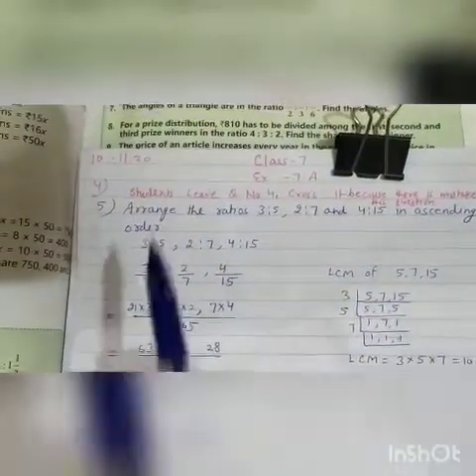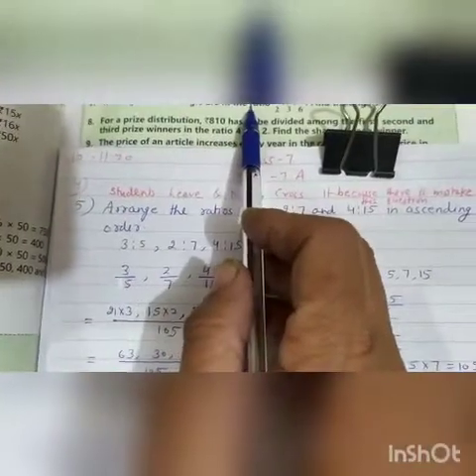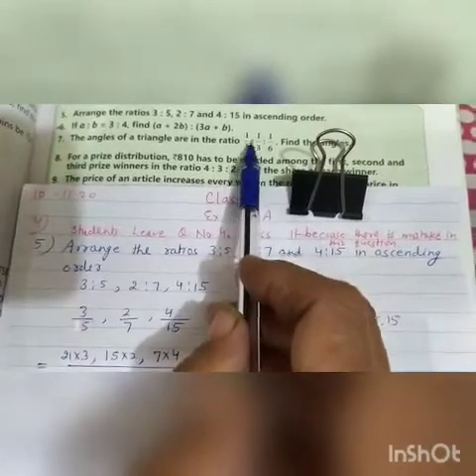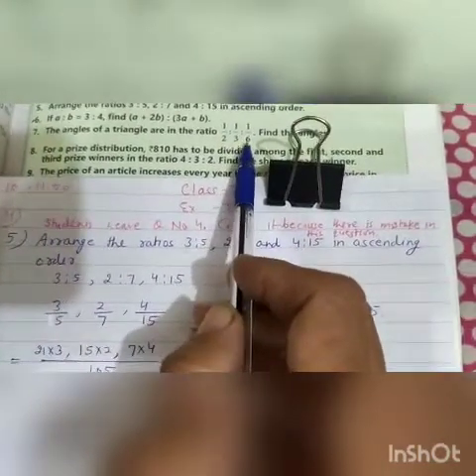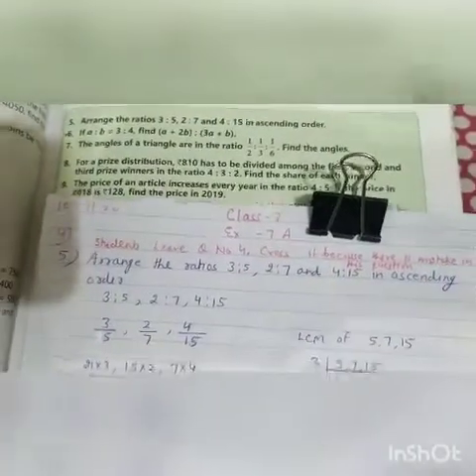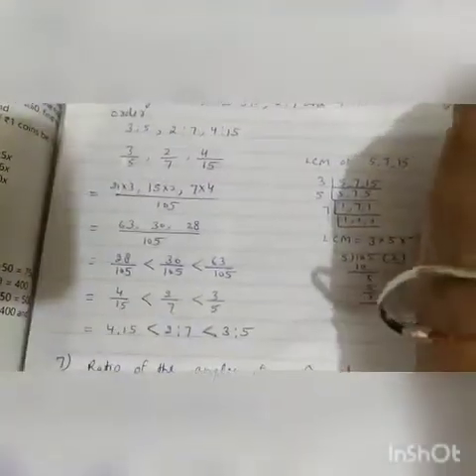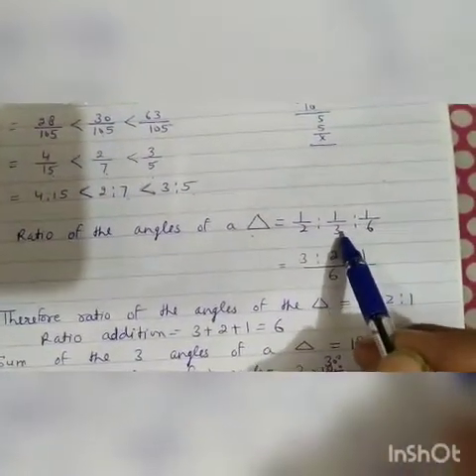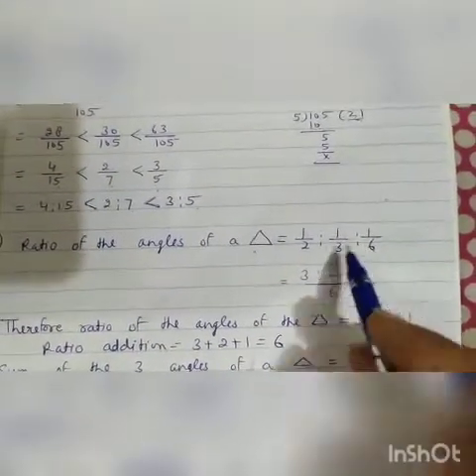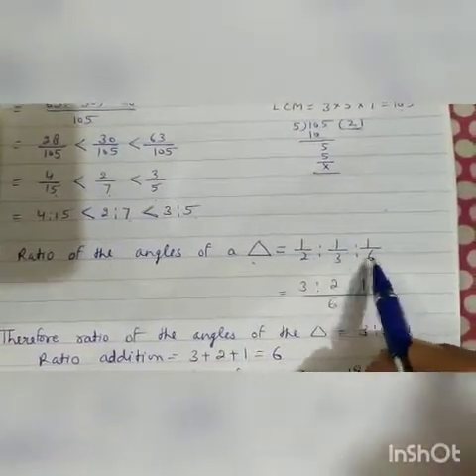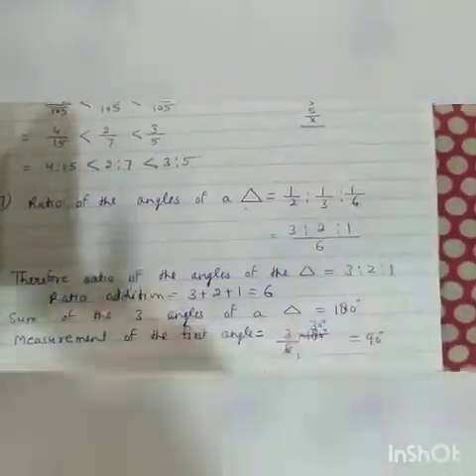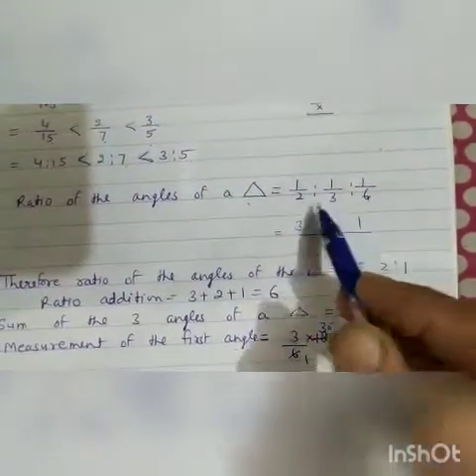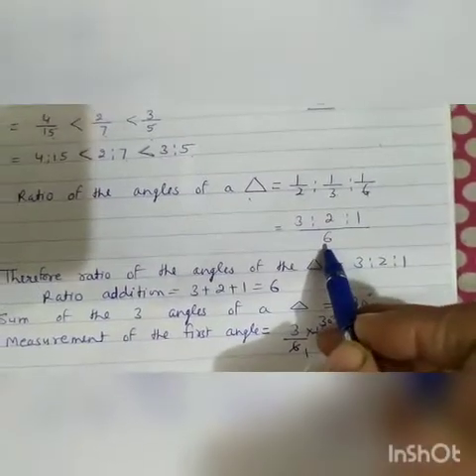Question number 7 is, the angles of a triangle are in the ratio 1/2, 1/3, 1/6. Then find the angles. So see here, ratio of the angles of a triangle is given 1/2, ratio 1/3, ratio 1/6. Again we will change this fractional form into simple form. How? We will find the LCM of 2, 3 and 6. Then LCM is 6.